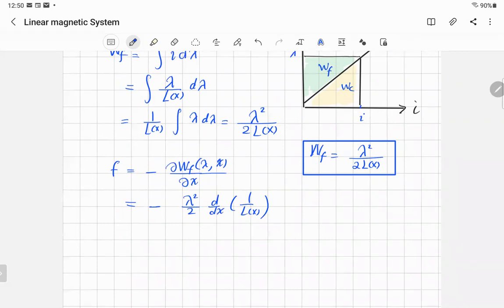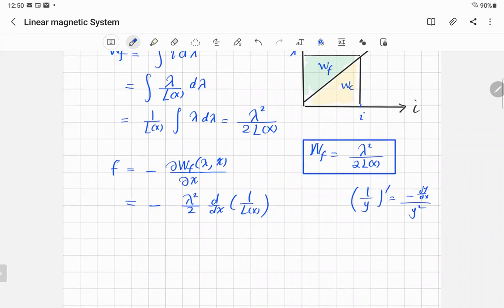Let me remind you about differentiation. If I ask you what's the differentiation of 1 over y, it's equal to negative dy by dx over y squared. Remember that, right? If you don't remember, just tell me and I will review it. Do you remember that or you don't? You don't. Okay, let's review.